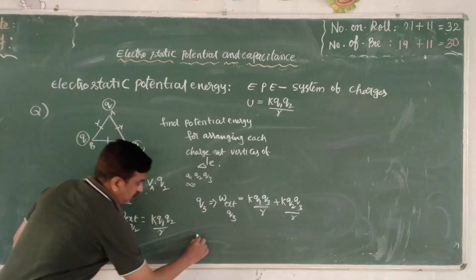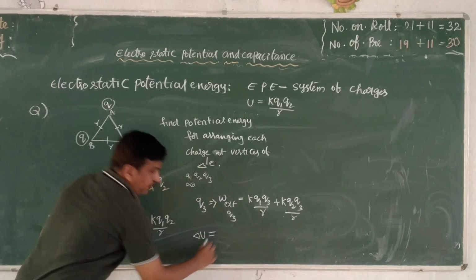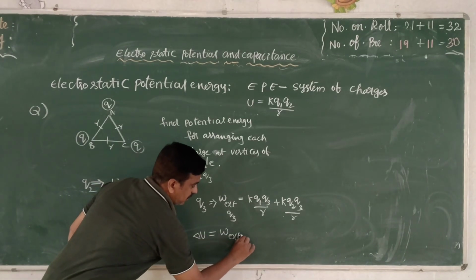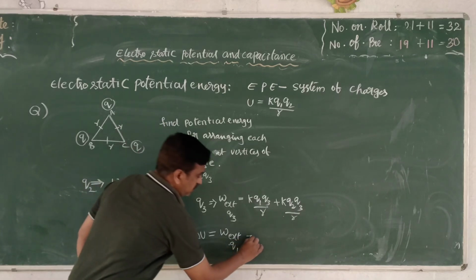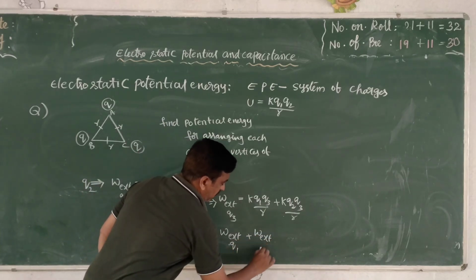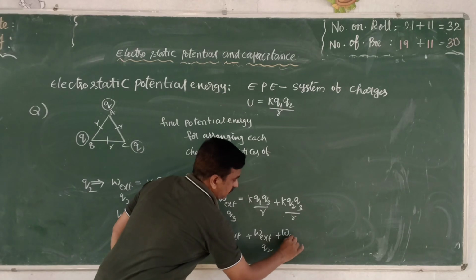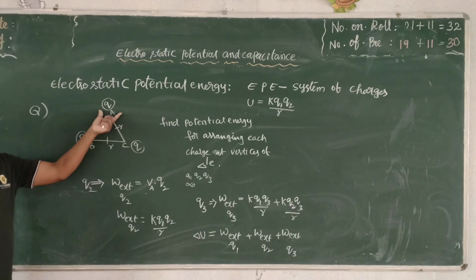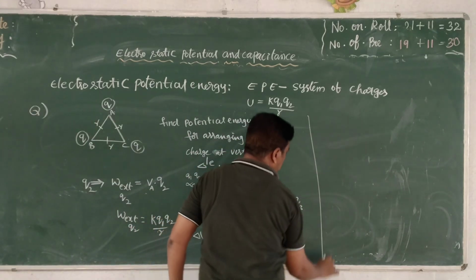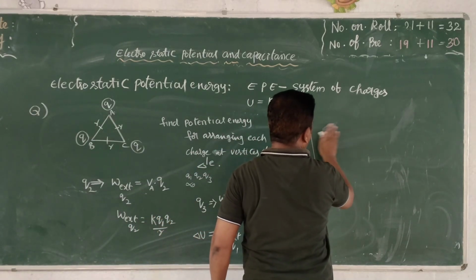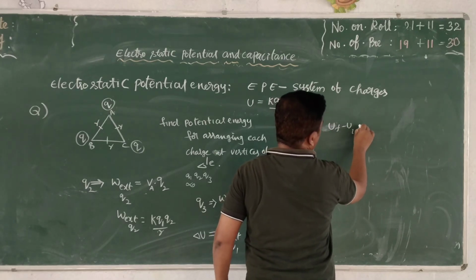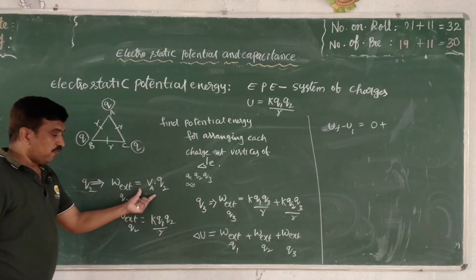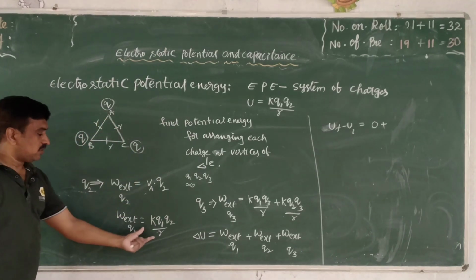So what can we write here? The change in potential energy equals the work done by the external agent in bringing q1 charge, plus the work done in bringing q2 charge, plus the work done in bringing q3 charge. The work done in bringing q1 is 0. So that is UF minus UI. The first term is 0. The second, the work done in bringing q2, is VA times q2, where VA is k q1 by R.